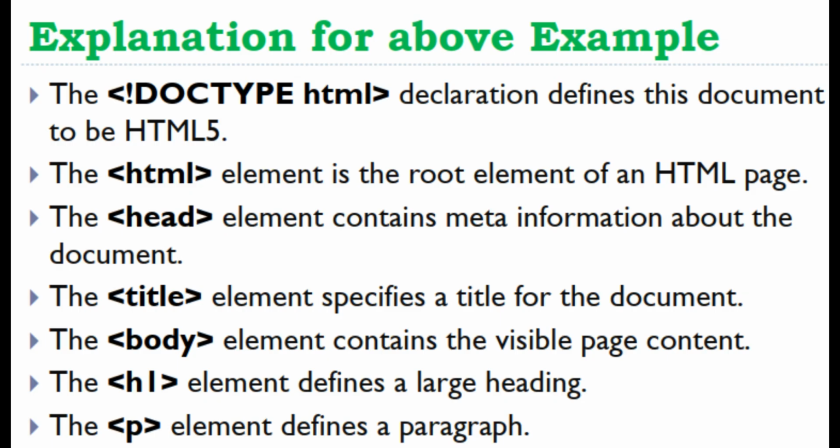Explanation for the above example: the doctype html declaration defines this document to be HTML5. The html element is the root element of an HTML page. The head element contains meta information about the document. The title element specifies a title for the document. The body element contains the visible page content. The h1 element defines a large heading. The p element defines a paragraph.